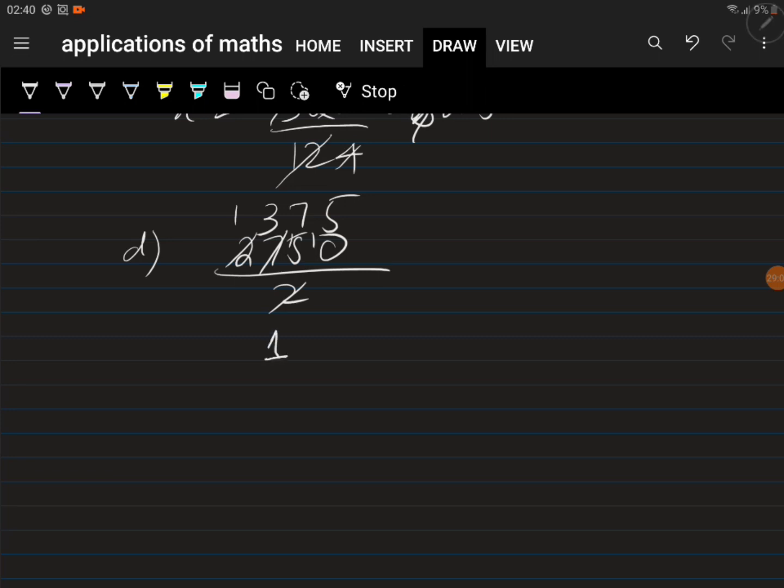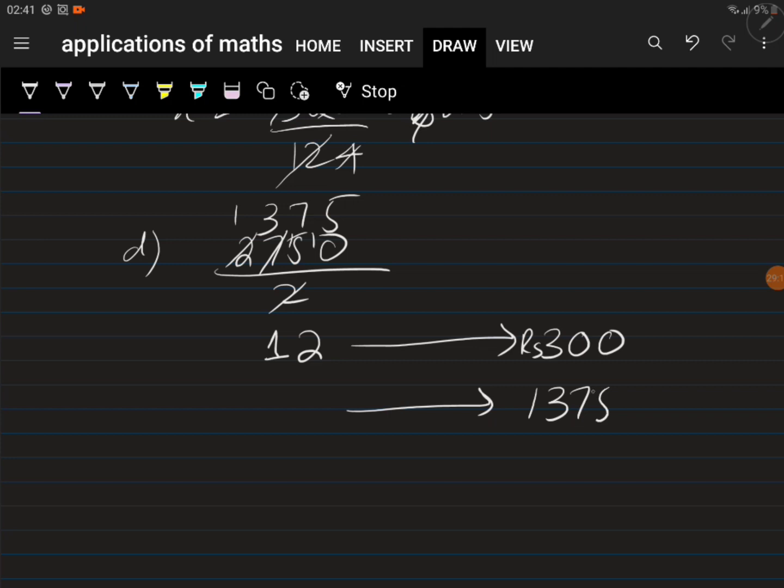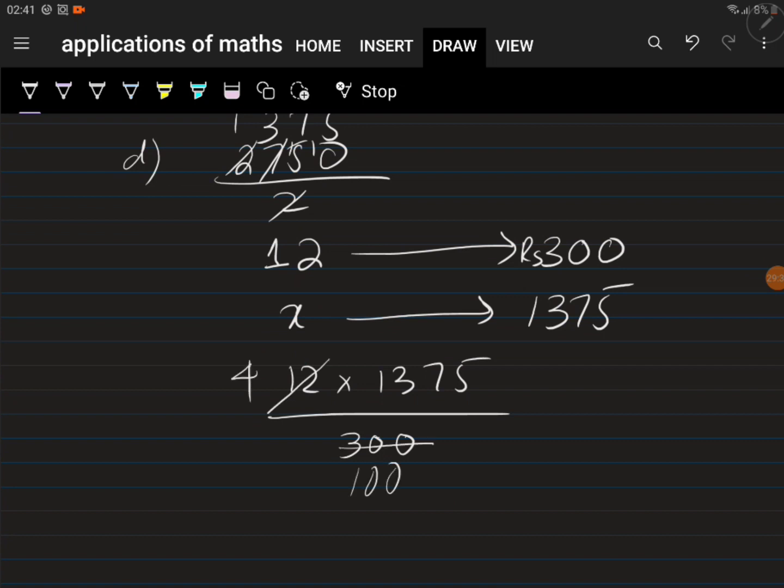Now you get to ask yourself one question. If for a single egg, or for 12 eggs, yes, you already know the rate for 12 eggs. For 12 eggs, I get 300 rupees. So if I had 1375 with me, how many eggs do I get? Just multiply that. You get 12 times 1375 divided by 300. And the answer is you get 55 eggs.